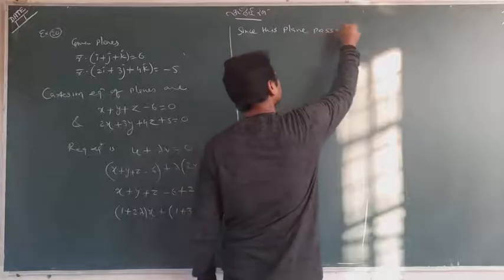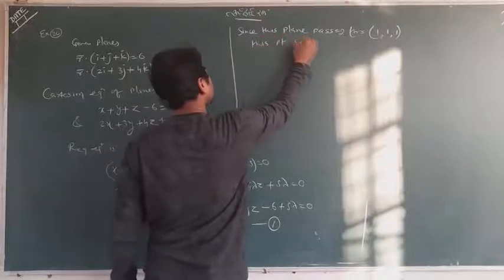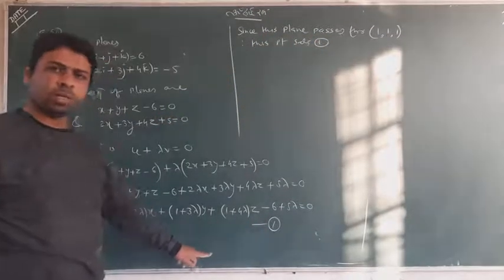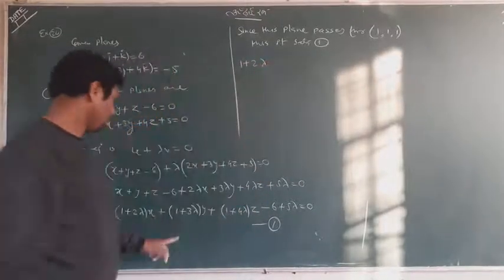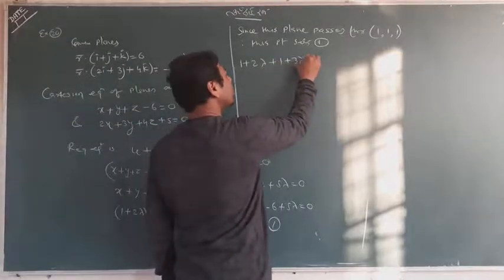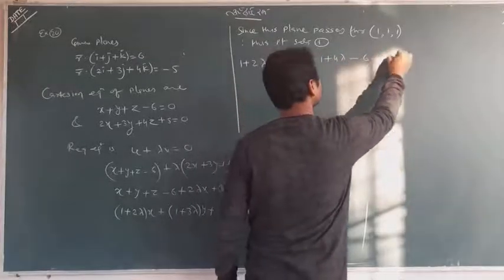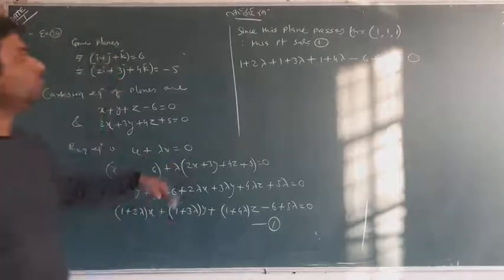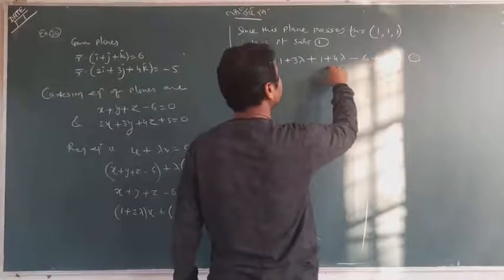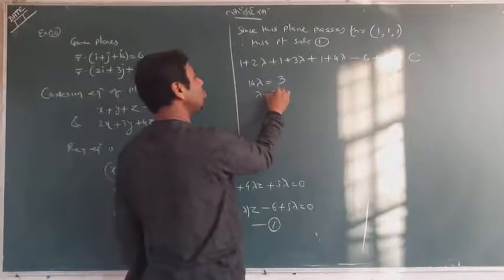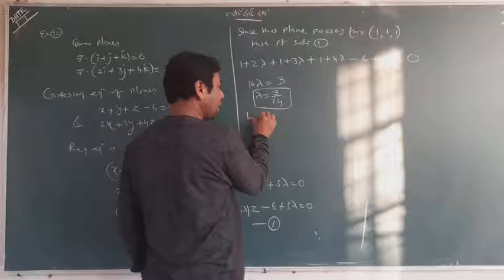passes through the point 1 1 1, this point satisfies equation 1. Now how does it satisfy? 1 will be put here. So it is going to be 1 plus 2 lambda into 1, 1 plus 3 lambda into 1, and 1 plus 4 lambda into 1, and minus 6 plus 5 lambda is still the same, equal to 0. Now can you do it? 5 minus 9, that is 3, 12 to 14 lambda. 1, 2, 3. And minus 3 will be 3. Lambda is equal to 3 by 14 you have got.